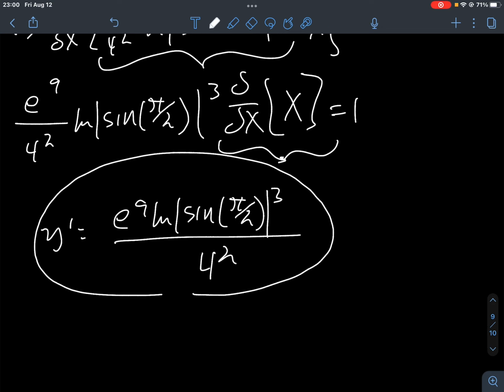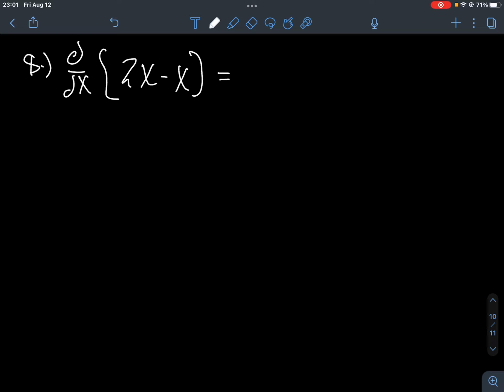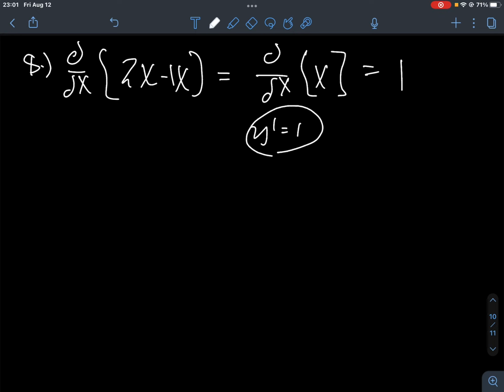Okay, so let's move on to example 8. Say we're asked to find the derivative of 2x minus x. There's nothing to simplify here, or we actually can simplify that. So 2x minus x, remember this is just a 1, so 2 minus 1 is x. So y prime equals 1. Example 9.